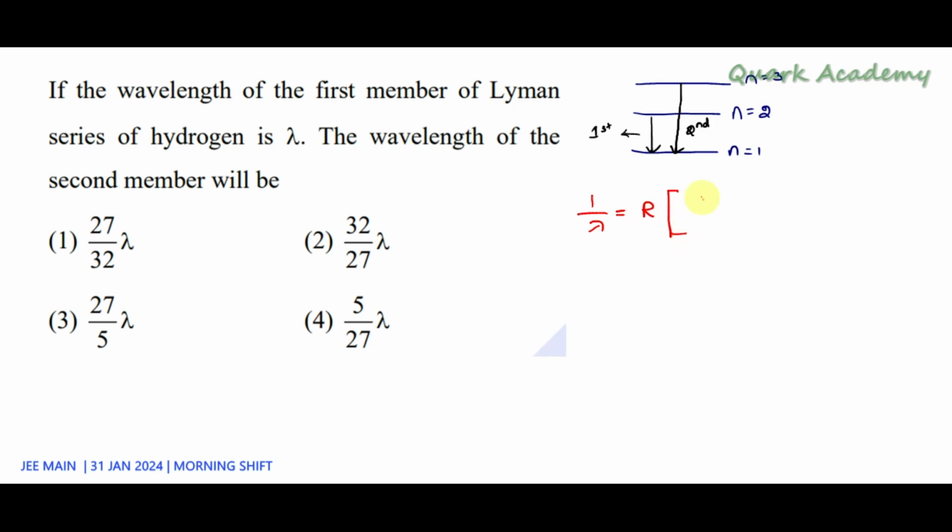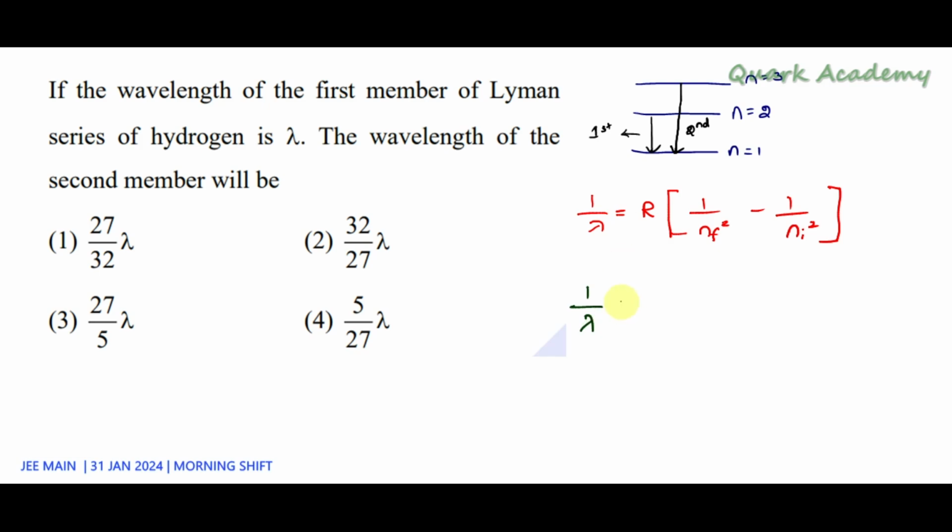1 by lambda equals R into 1 by nf square minus 1 by ni square. This is for the hydrogen atom, where R is the Rydberg constant, nf is the final energy level number, and ni is the initial energy level number. Final orbital, initial orbital we can consider.